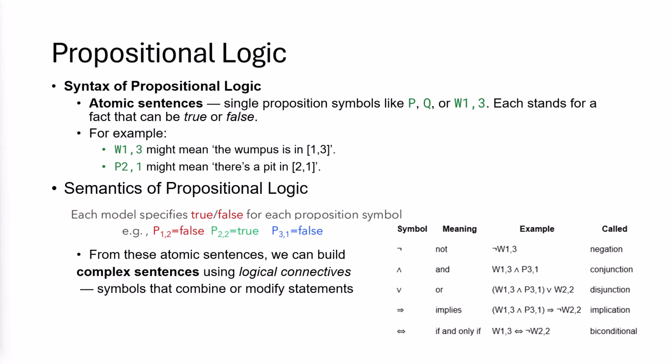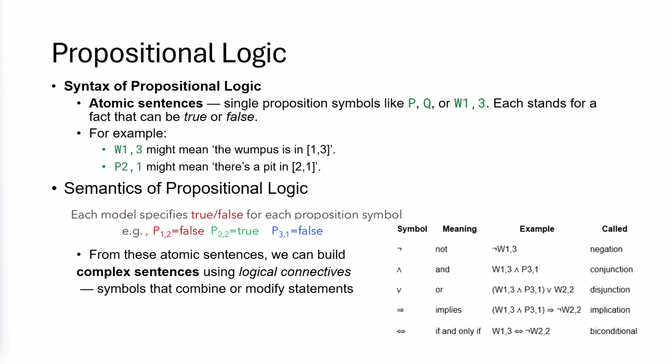The syntax of propositional logic depends on atomic sentences, sometimes also called literals, like single proposition symbols such as P, Q, W1,3. Each stands for a fact that can be true or false. Assigning true or false to each propositional symbol is basically its semantics. So we can have simple sentences like W13, which might mean the Wumpus is in cell 13. We can have P21, which might mean there is a pit in 21.